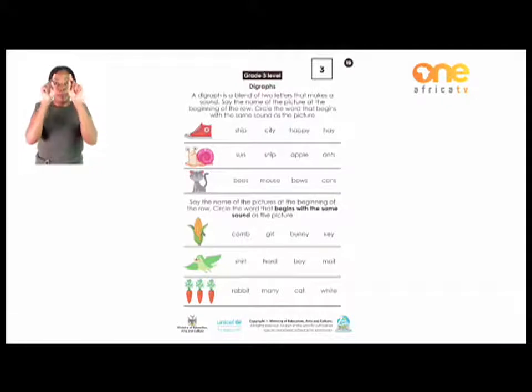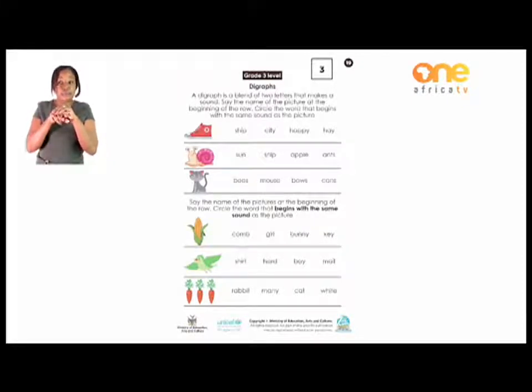The first picture, what is that picture? That is a shoe. What sound does the shoe give us? The 2 letters that come together, and when they come together, which sound do they give us? They give us sh. Now, which one there do you think is the word that has those 2 blending letters together? Number 1 is sheep, city, happy, and hay. Which word gives the sound of the picture?